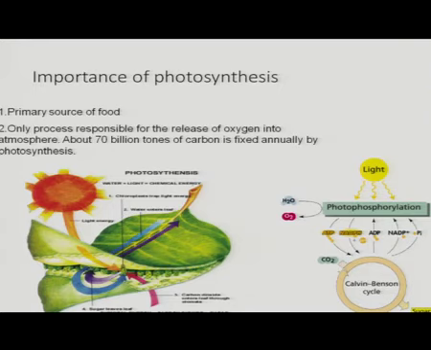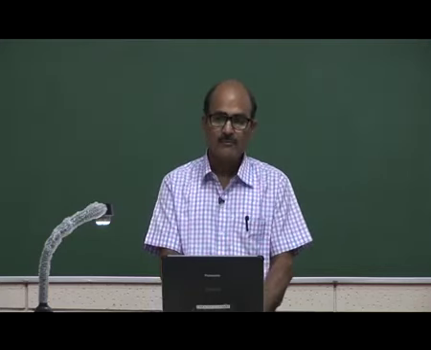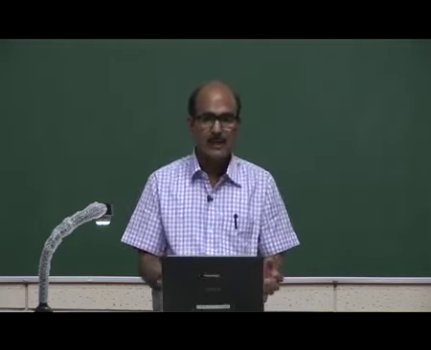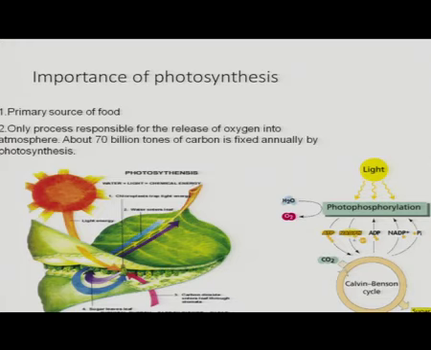It is the only process that releases oxygen, and you know oxygen plays a vital role in our life. This oxygen helps in the breakdown of the food material that we eat and converts it into ATP, which is utilized for various metabolic processes like respiration, the circulatory system, the nervous system. All these metabolic processes require energy, and this energy is directly or indirectly oxidized by the oxygen and converted into ATP. About 70 million tons of carbon is fixed annually by photosynthesis.